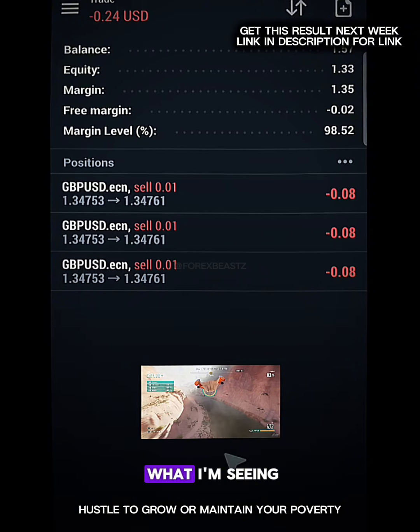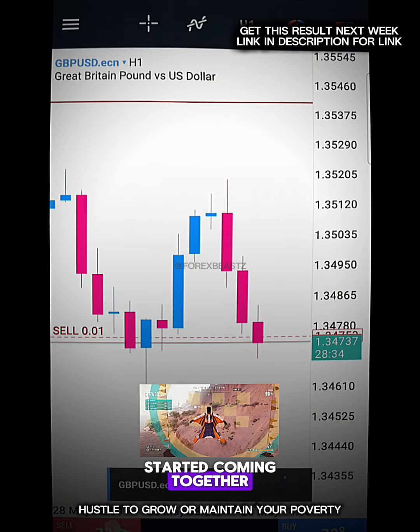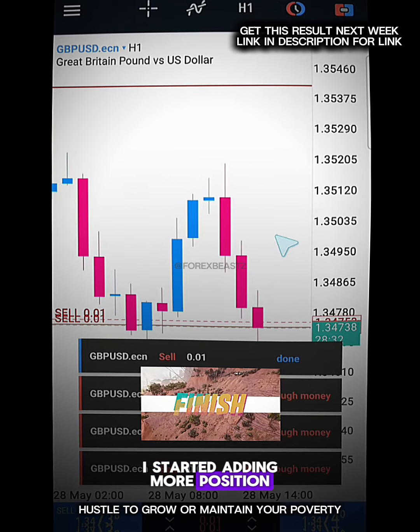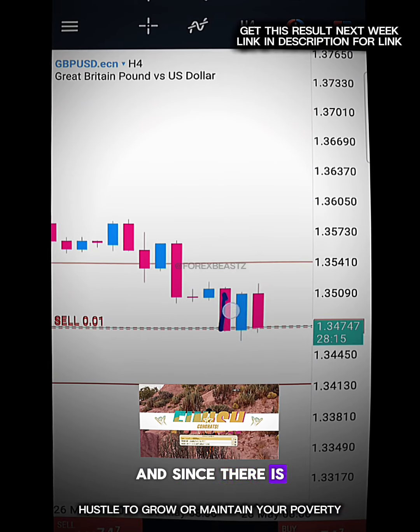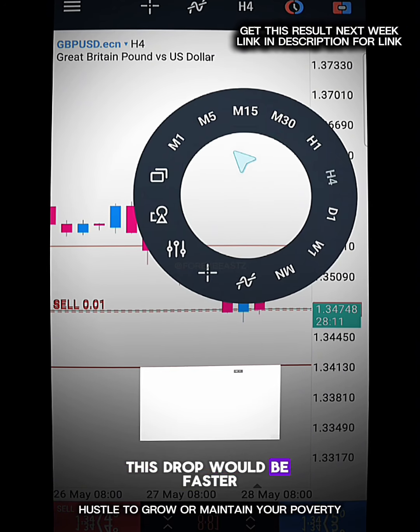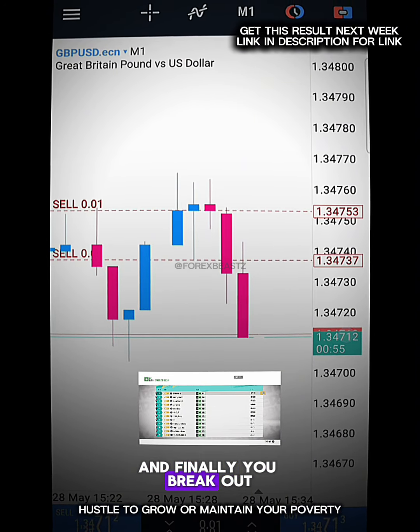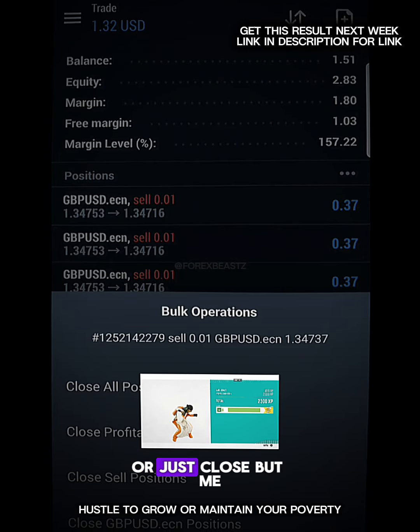It's this race I'm seeing that it's making me freaking boy. But finally it all started coming together, you can see, and I started adding more position because the reversal or the volume is starting to kick in. And since there is a lot of accumulation of orders around that point there, this drop would be faster. And finally it breaks out and you can choose to add more position here or just close.